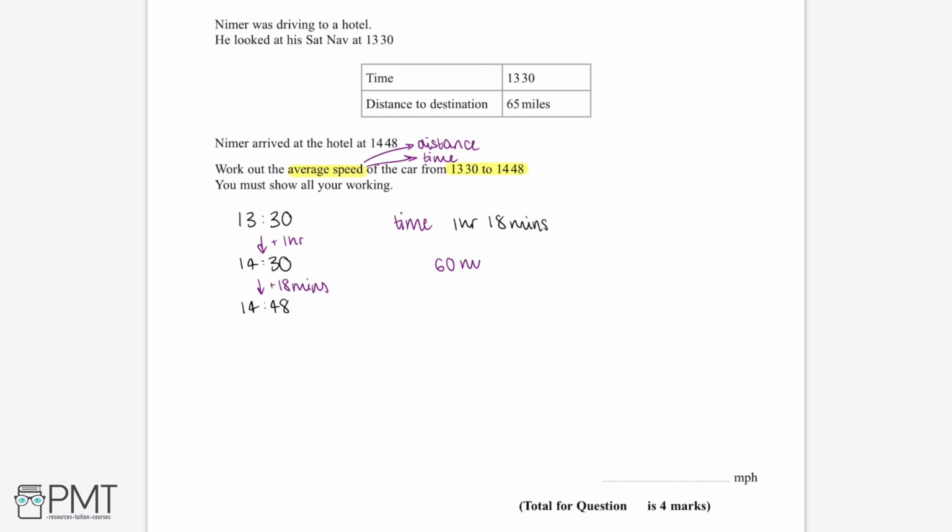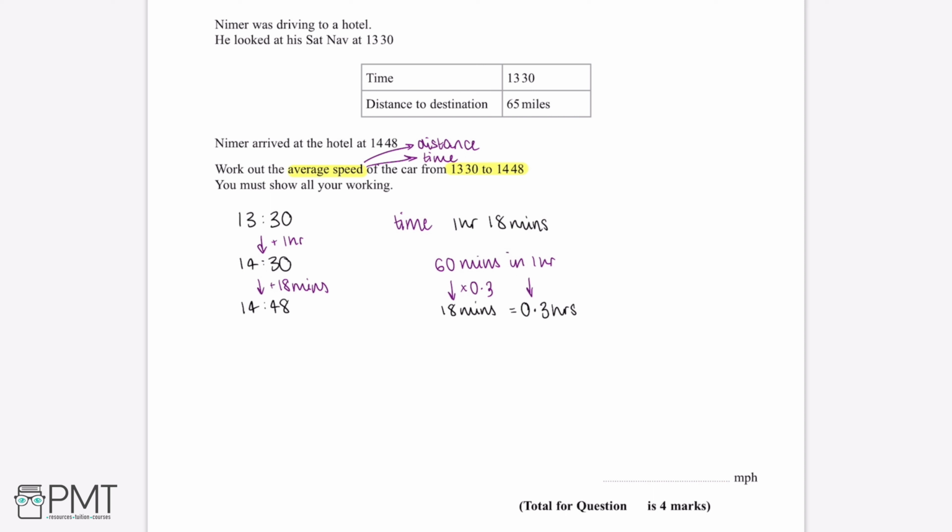Now there are 60 minutes in 1 hour. However, we want to work out how many hours 18 minutes will be. Now if we do the calculation 18 divided by 60, this tells us that we need to multiply 60 by 0.3 to get 18 minutes. So therefore, we're going to want to multiply 1 hour by 0.3. And this gives us that 18 minutes is equal to 0.3 hours.